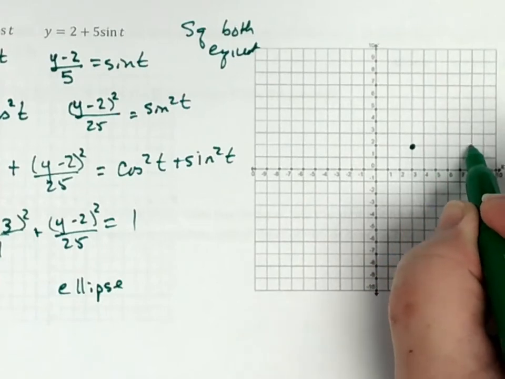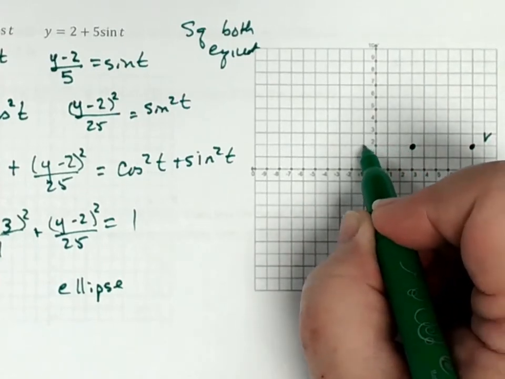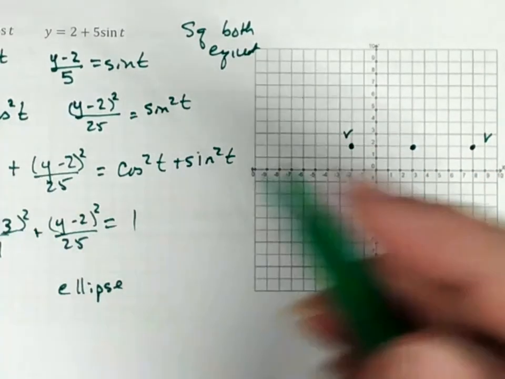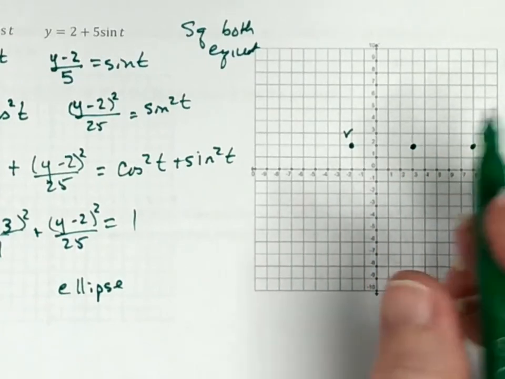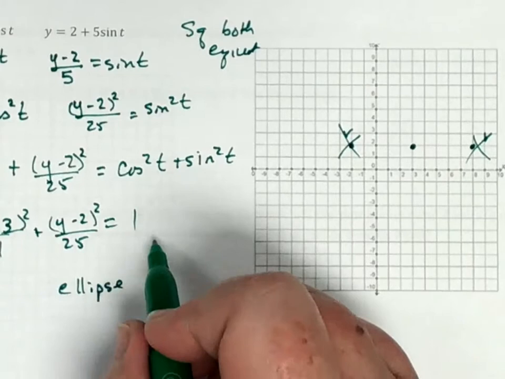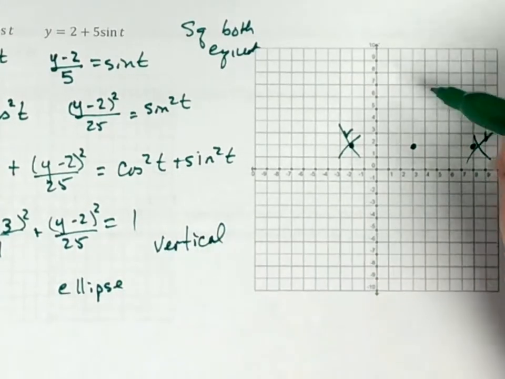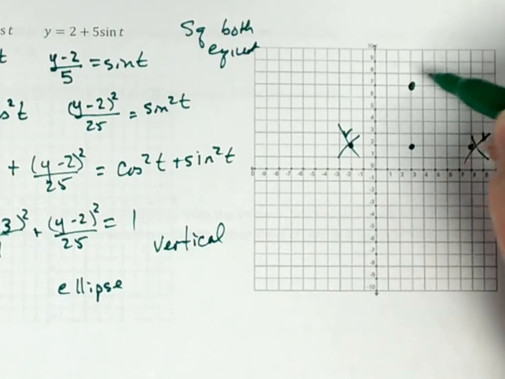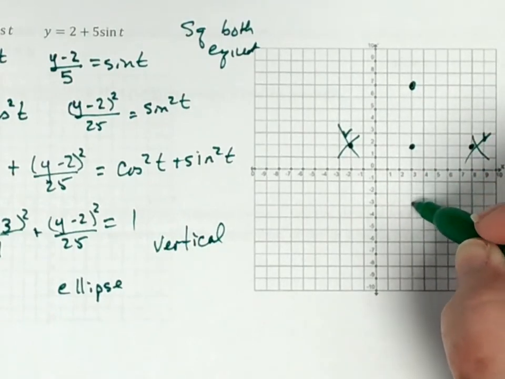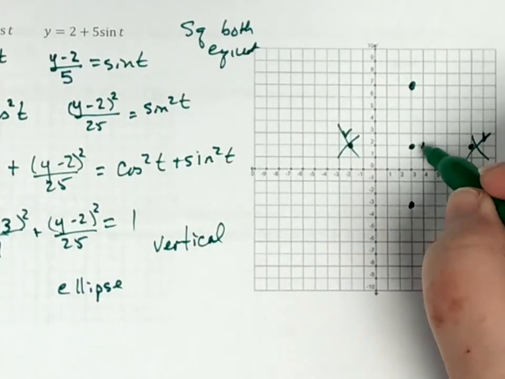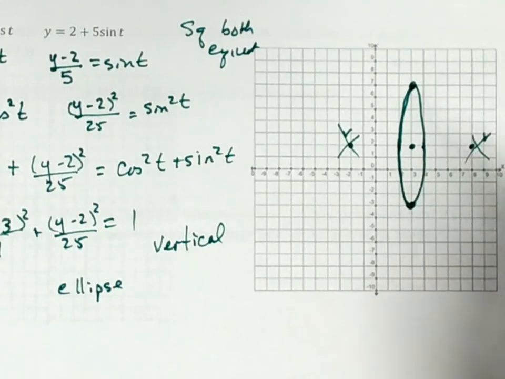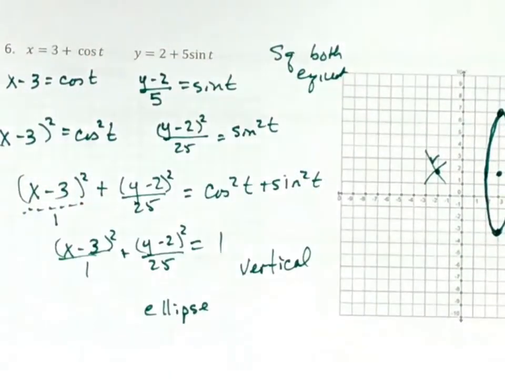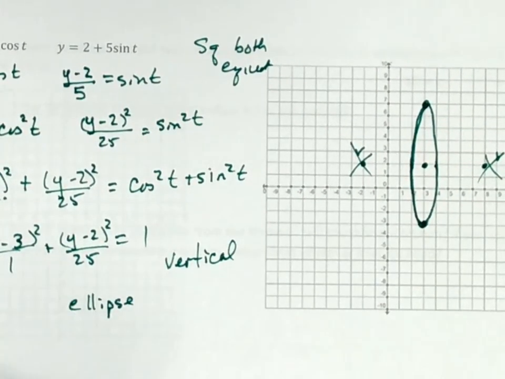1, 2, 3, 4, 5. That's a vertex. 1, 2, 3, 4, 5. That's a vertex. It has a height of 1 because this is a, oh, I'm so sorry. Forgive me. We had a vertical. This is vertical. And so it had a height of 1, 2, 3, 4, 5, and lower 1, 2, 3, 4, 5, and a width of 1. So there is a close enough graph of my ellipse from the parametric equations. Okay? And that's how you graph it without a graphing calculator using parametrics.